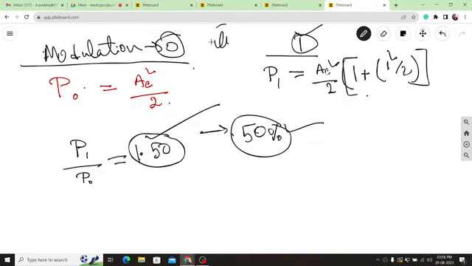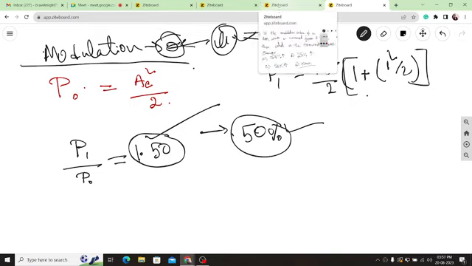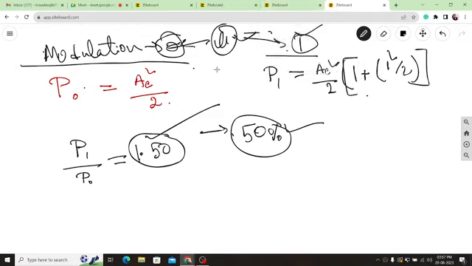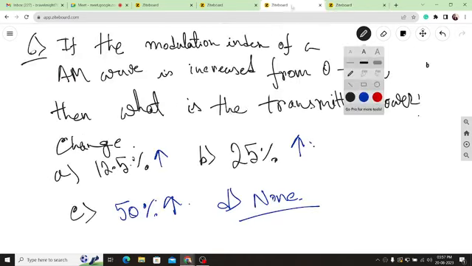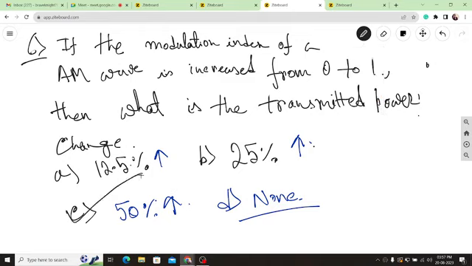That is the value of mu. First time it is 0, then this is 1. So the correct option is option C.